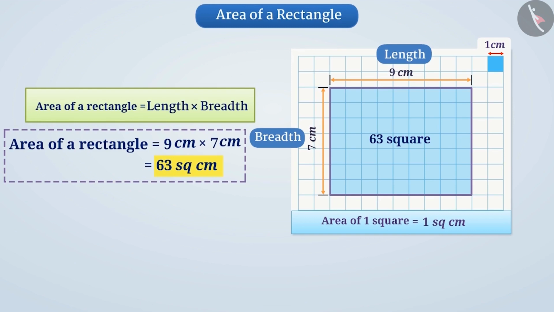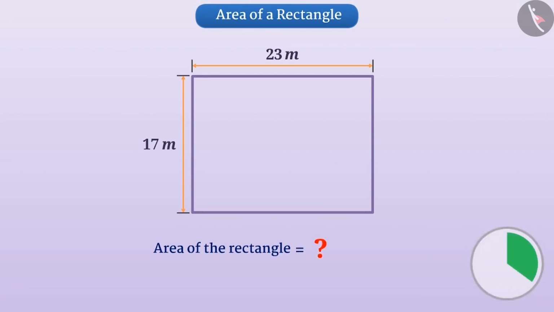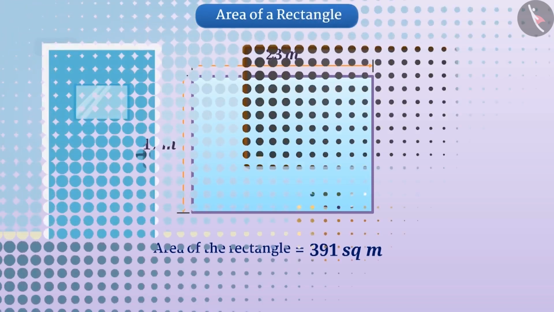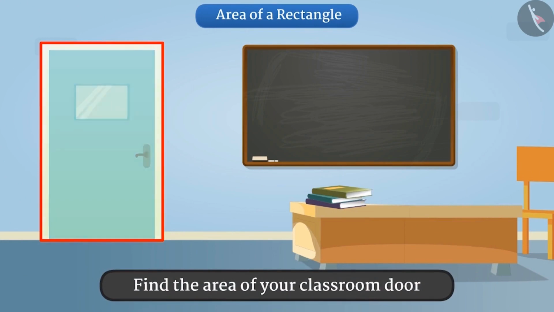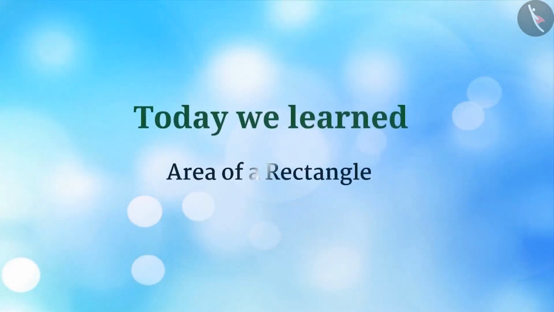So, can you tell us what will be the area of a rectangle whose length is 23 meter and breadth is 17 meter? Pause the video and find out. If your result is 391 square meter, it means you are well versed with the concept of area of a rectangle. Now, find the area of the door of your classroom. Today we learned about the area of a rectangle. In the next video, we will see some interesting examples related to it.